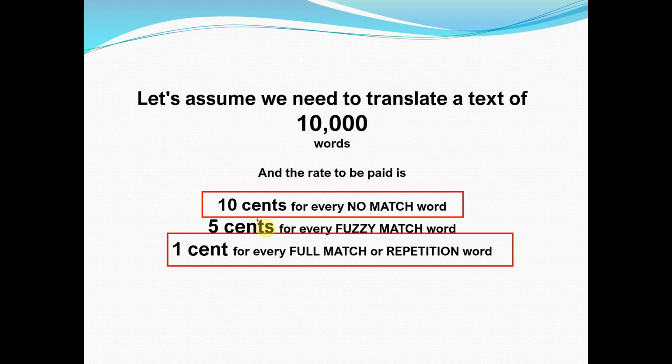So after analyzing my document, I will get a certain amount of sentences which will produce a certain amount of words that are full matches. And I will have a certain amount of sentences that are fuzzy matches, and those sentences will produce a certain amount of words. So remember that full match and fuzzy match, repetitions and internal fuzzy are not referred to single words scattered here and there around the document. I hope this is clear.